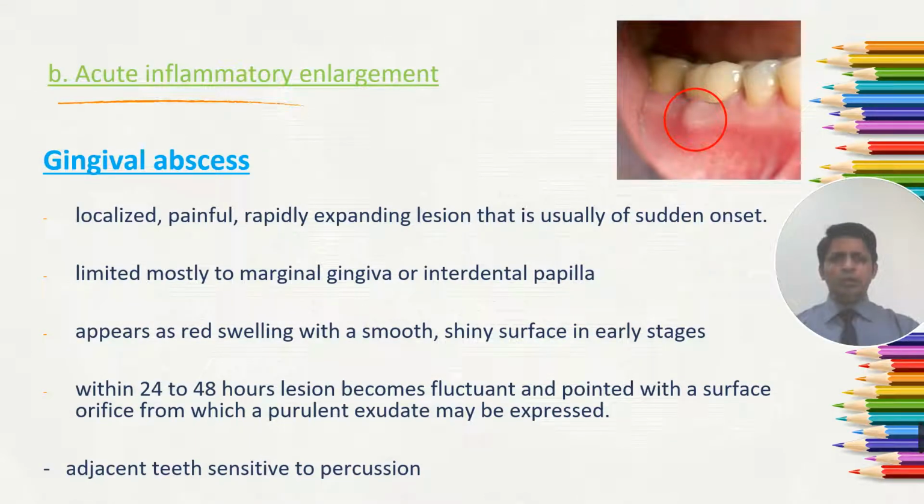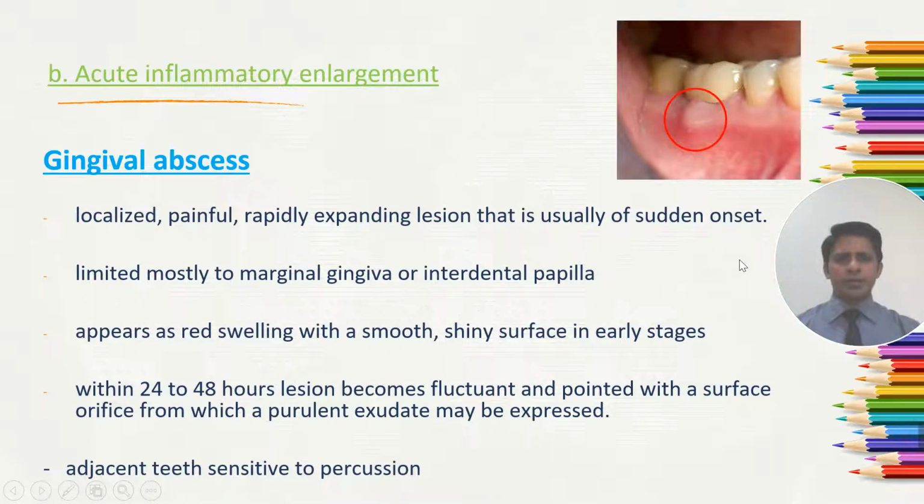Now, the second type of inflammatory enlargement is acute inflammatory enlargement. The first example is gingival abscess. The gingival abscess is a localized, painful, rapidly expanding lesion that is usually of sudden onset. It is limited mostly to the marginal gingiva or the interdental papilla.